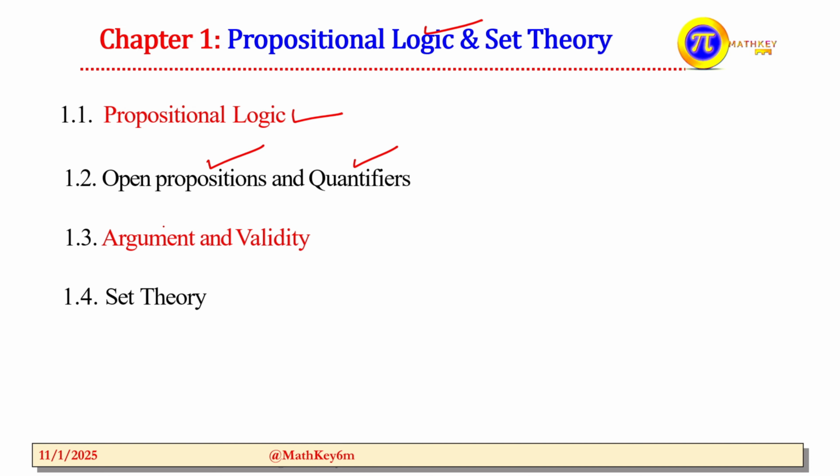The third subsection says argument and validity. We'll define what we mean by argument, and when we say that an argument is valid, with different examples as well as explanation, we'll see under this section.